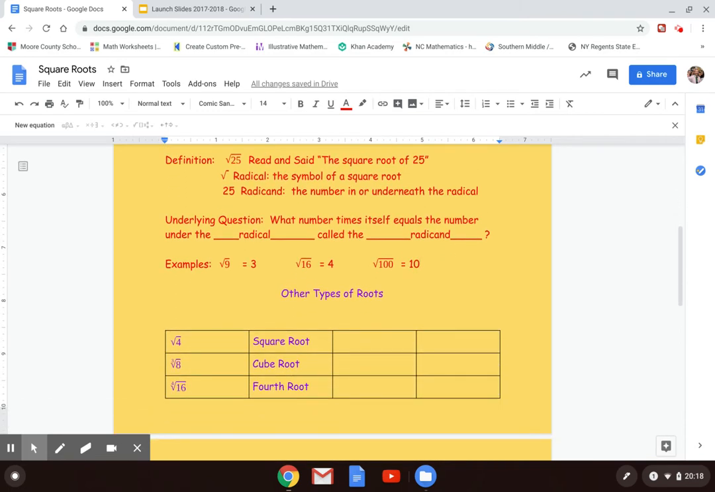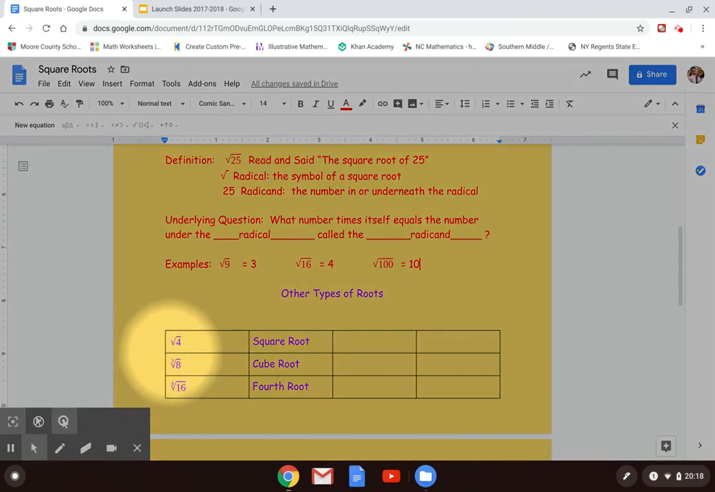So that is what a square root is. Now, in math, there are some other types of roots which you will see as you get into more advanced mathematics. For 8th grade, the majority of what we do in 8th grade math is going to be the square root, and we might do a few cube roots depending on how much time we have towards the end of the year, but we're mainly going to focus on the square root, okay?